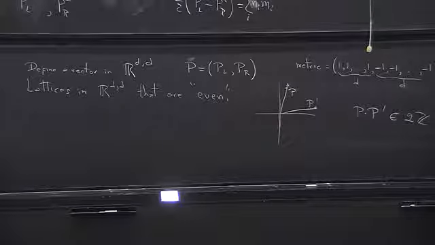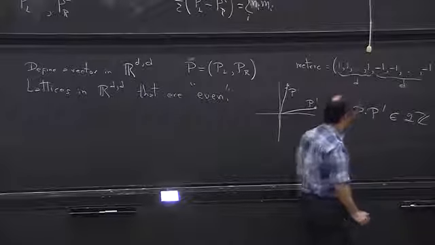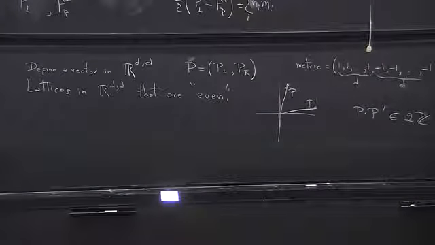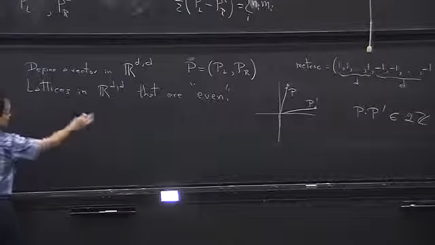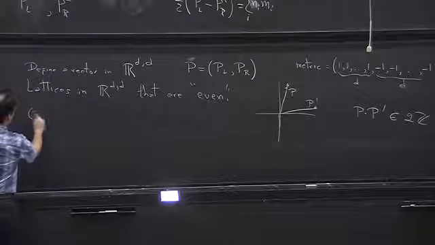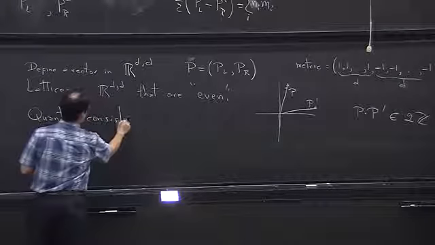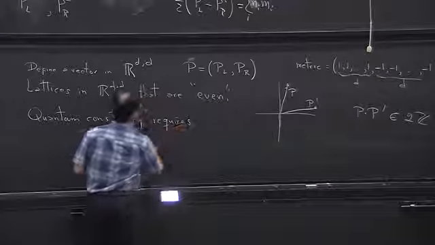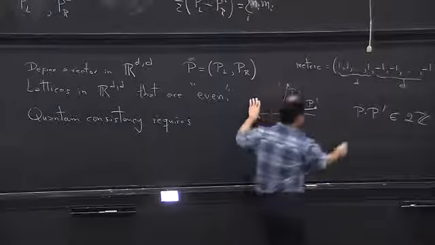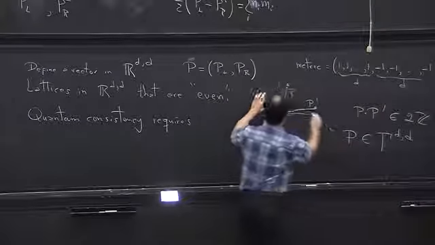Now you can ask, well, can our string theory live on any space that is compactified on a lattice that has this property? Well, in the same paper, people realized that that's not the only condition. Quantum consistency requires one more condition. So let me call these P's elements of a lattice, or the lattice of points here.